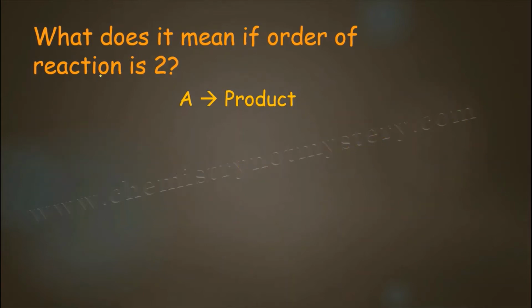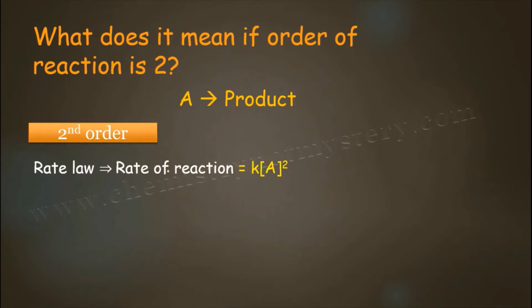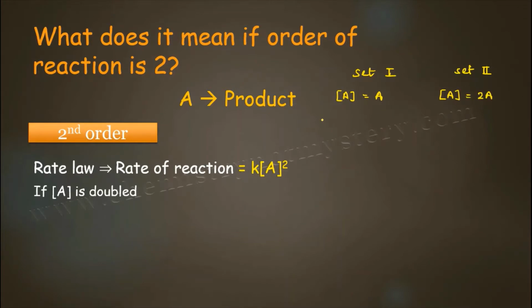Now let's try to find out what it means if the order of reaction is 2. First write the rate law for the given equation if the order of reaction is 2. You will get rate of reaction is equal to K into reactant concentration raised to the power 2. So let's find out what will happen if we double the reactant concentration. So here is set 1 and this is set 2. In set 1, we have taken reactant concentration as A. For set 2, we have doubled the reactant concentration, so we can take it as 2A.